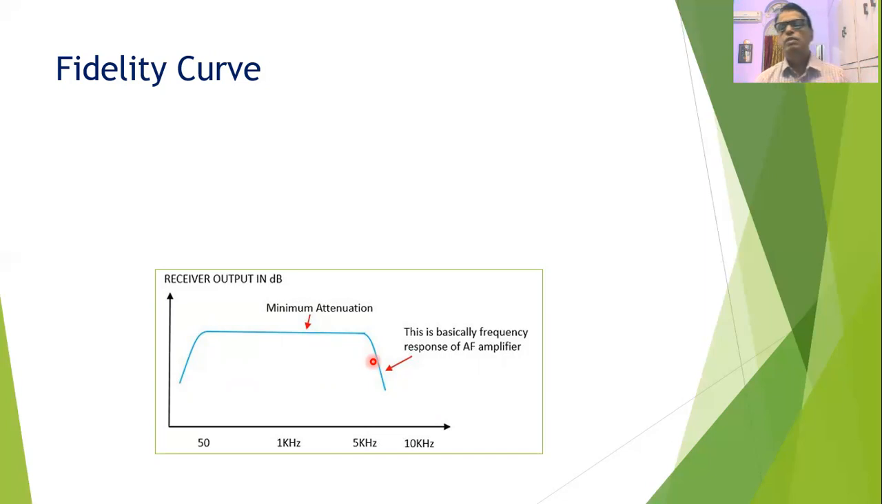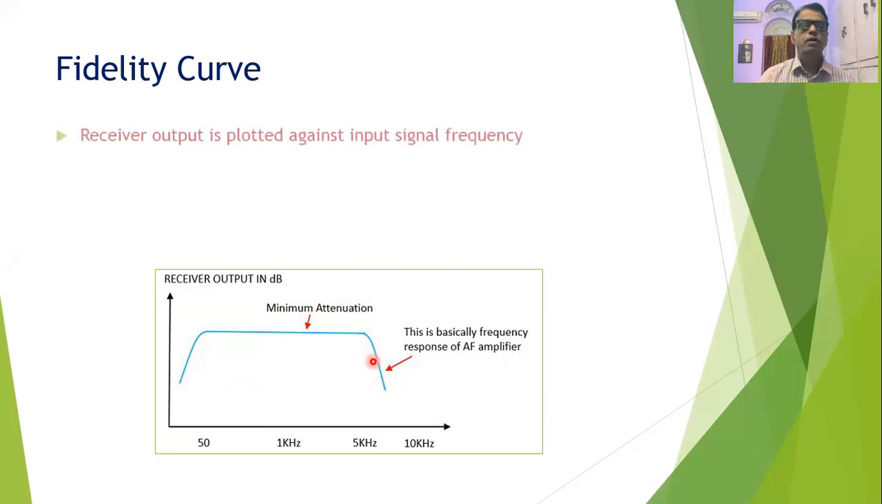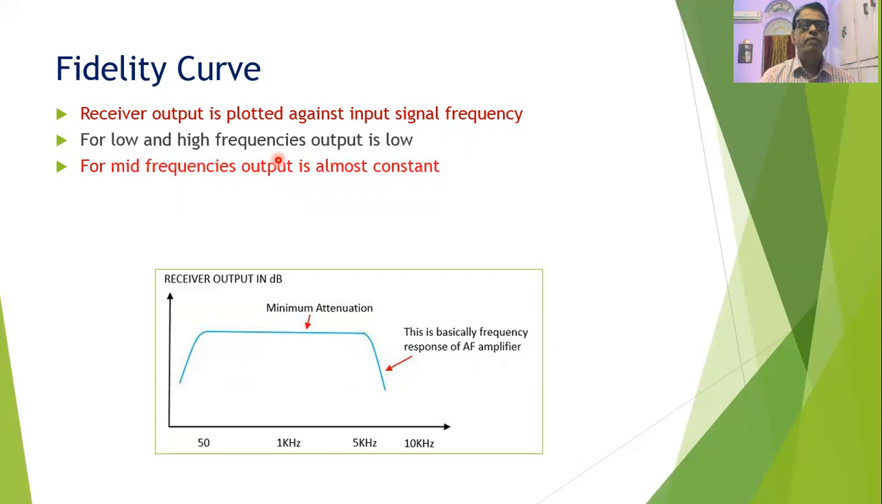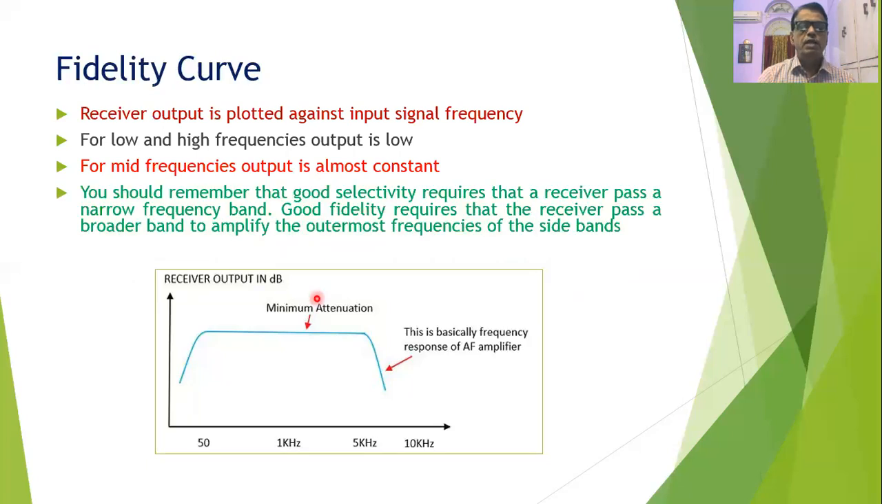So you can say that the fidelity curve is nothing but the frequency response curve of the radio receiver. The receiver output is plotted against the input signal frequency. For low and for high frequencies, the receiver output is very low. For mid frequencies, the output is almost constant. So we can say that the flatter this portion is, the better the fidelity of the radio receiver.